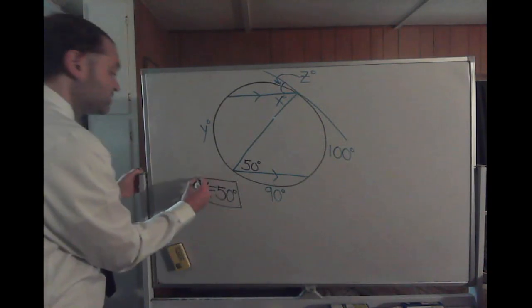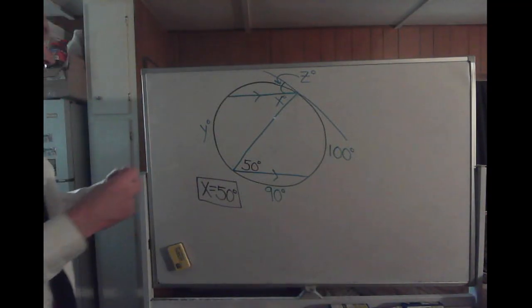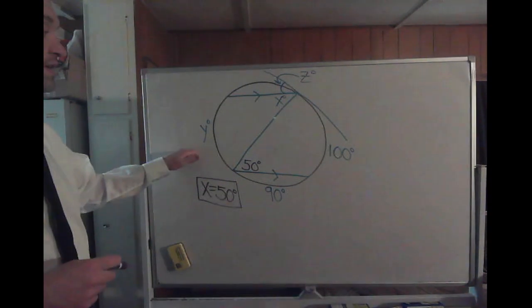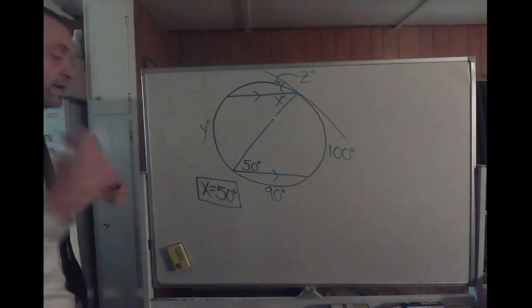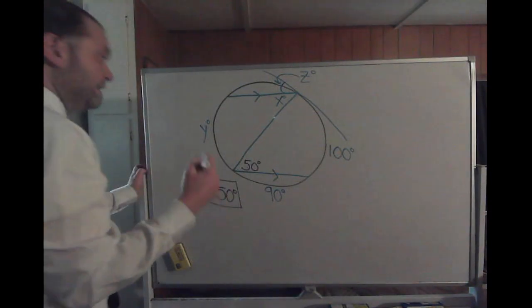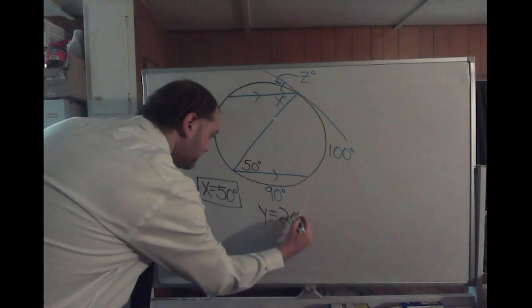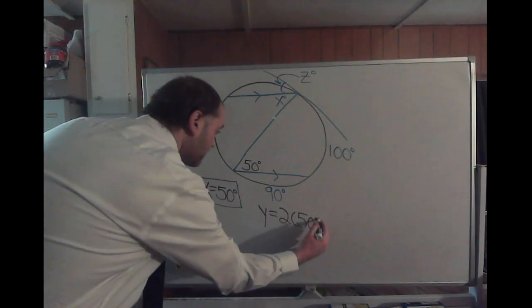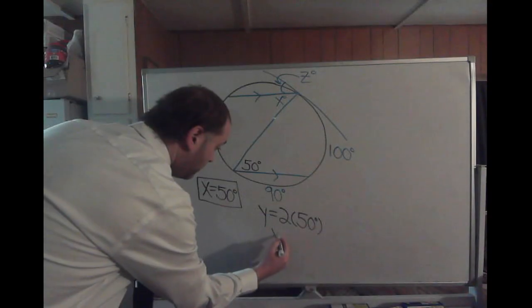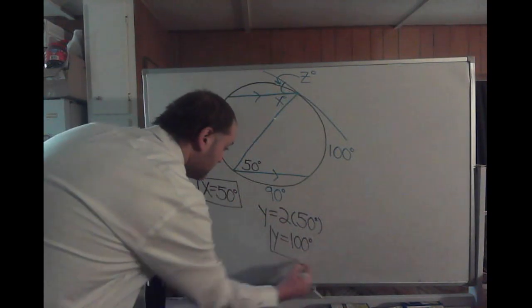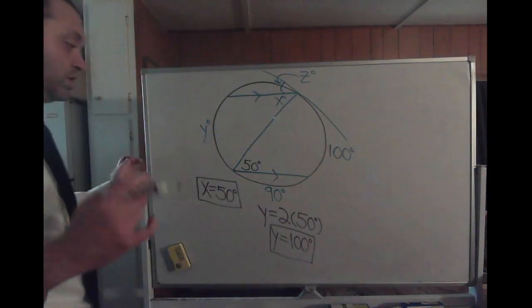And then that x degree angle, 50, intercepts the y degree arc. And of course, to find the arc, you have to take twice the inscribed angle. So y would be equal to 2 times 50 degrees, which would mean what? That y is equal to 100 degrees. So far we're doing good.